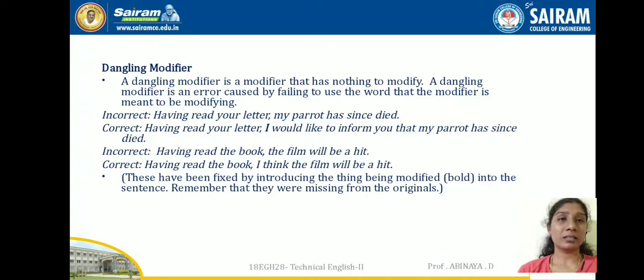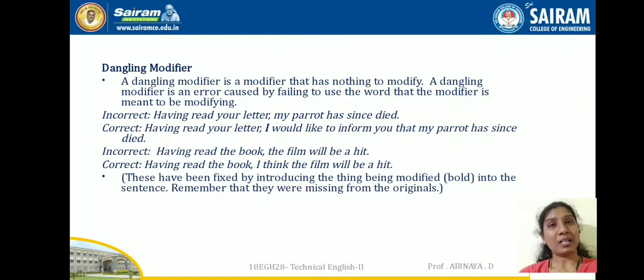So, see the next sentence: "Having read the book, the film will be a hit." But the right sentence is, "Having read the book, I think the film will be a hit." So who is reading the book here? Not the film, not a hit, or somebody else. Actually, that "I" should be there. So we have to add the phrase, right, to modify. These have been fixed by introducing the thing being modified into the sentence. We have to introduce the thing that has to be modified. Remember that they were missing from the originals.